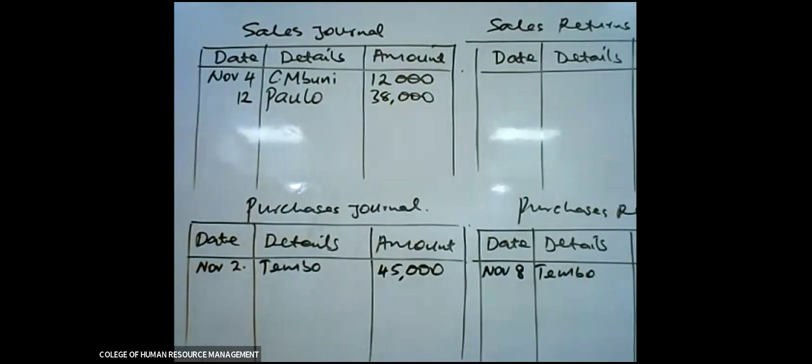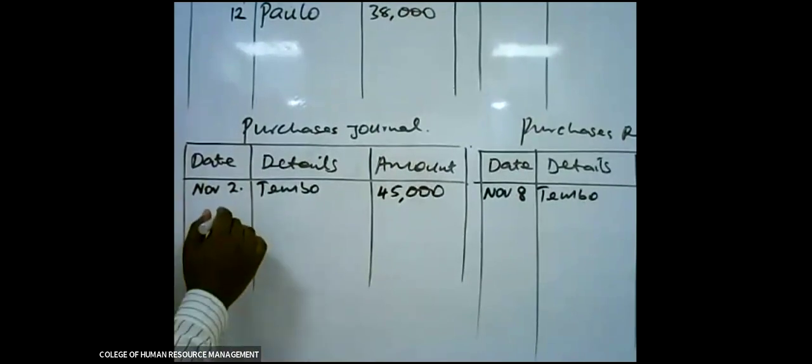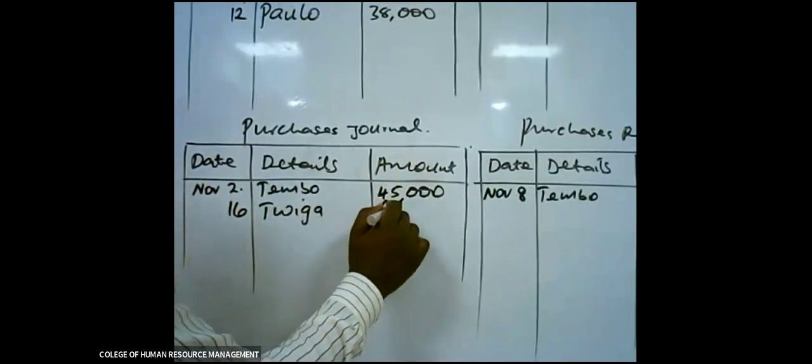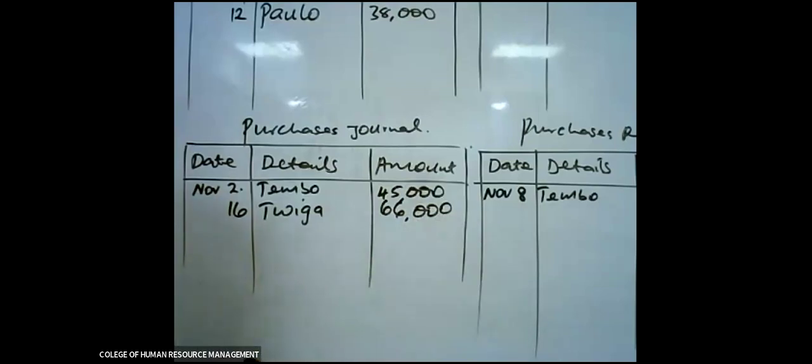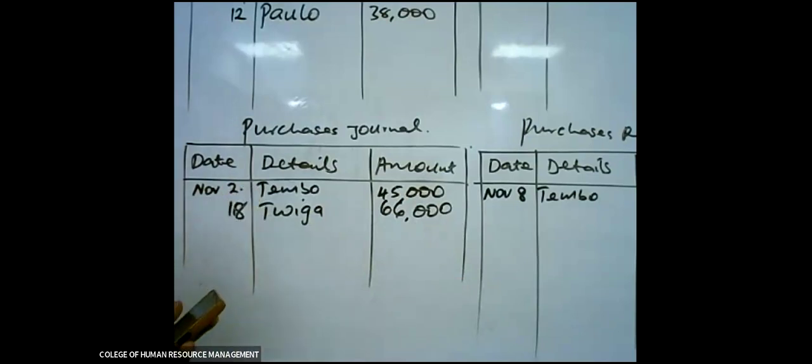Done. 18th, bought goods for 66,000 on credit from Twiga. We bought, so we purchased. On 15th, we bought goods from Twiga worth 66,000. Sorry, on 15th, not 16th.